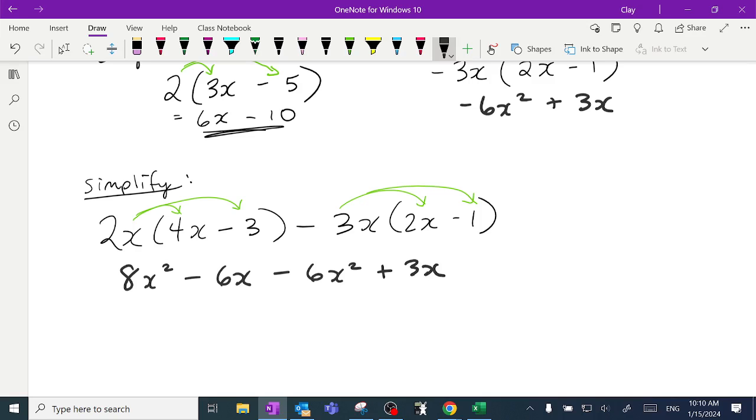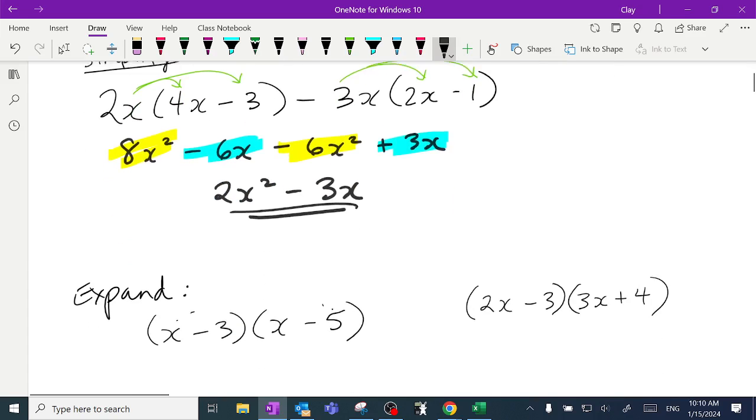And then I know that these two things here are like terms, so I add them together. 8 minus 6 is 2. And I know that these two things are like terms, so I collect them. Negative 6 plus 3 is negative 3. This whole thing is equal to that thing. But this is simplified. All right, that's expanding. Factoring is in fact the exact opposite of that.